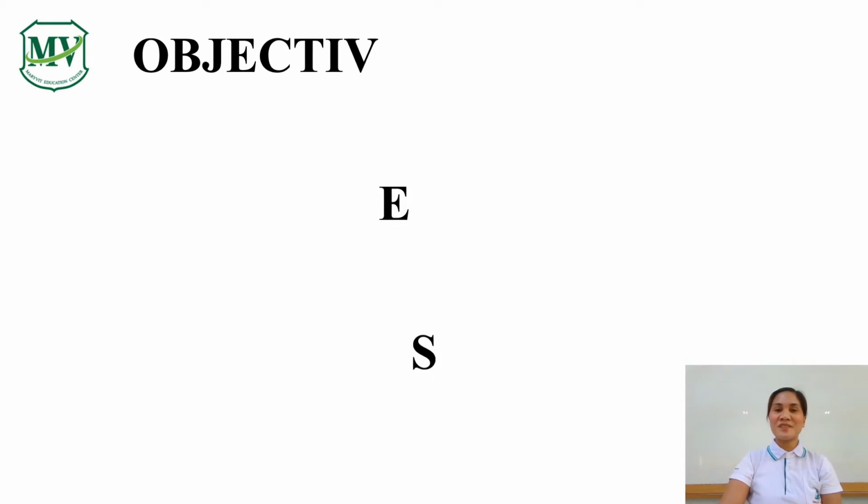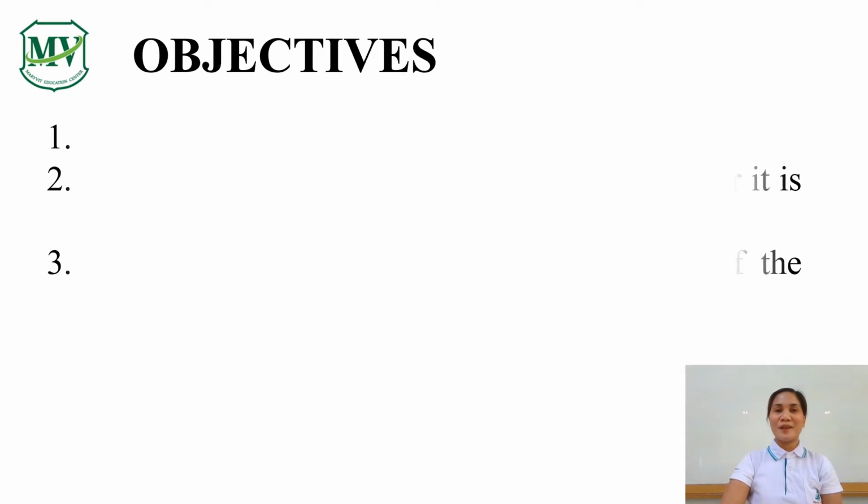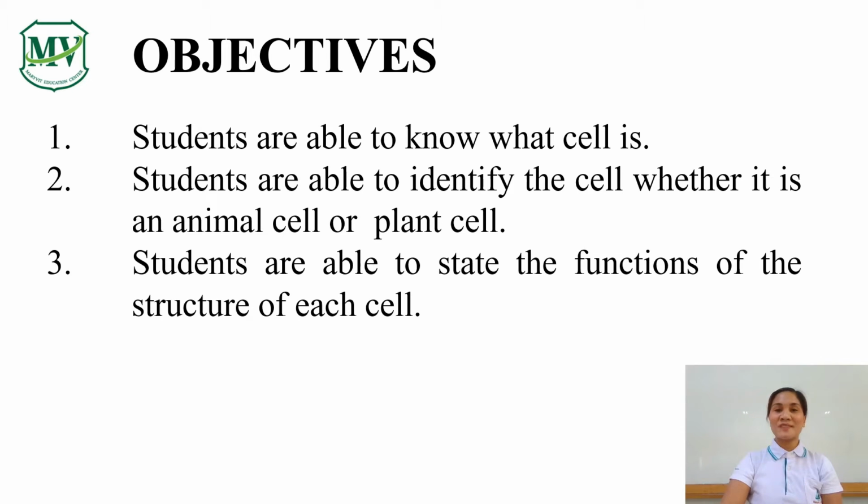Here are the 3 things that you will be learning today. You will be able to know what cell is. You will be able to identify the cell, whether it is an animal cell or plant cell. And you will be able to state the functions of the structure of each cell.